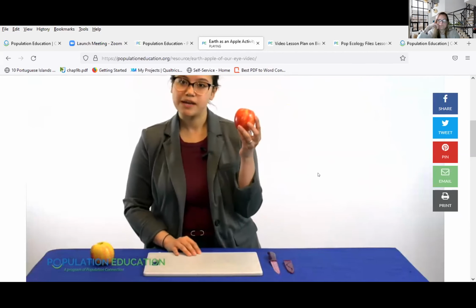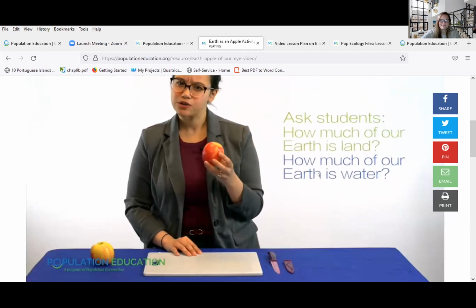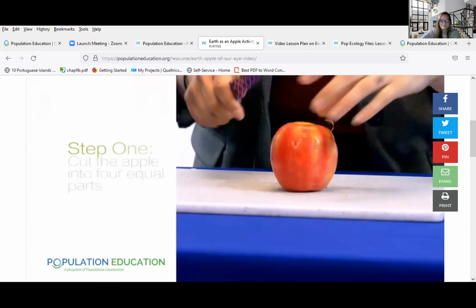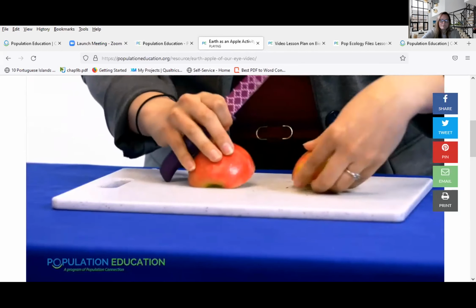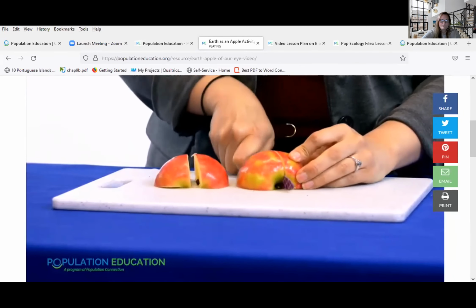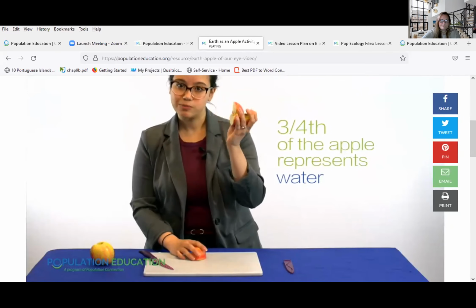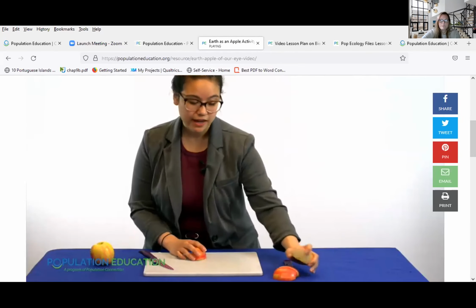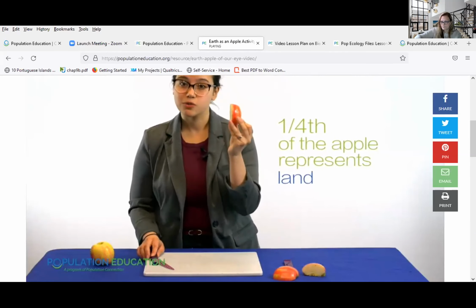You'll hold the apple up and tell students that this represents our Earth. Then ask them how much of our Earth you think is land and how much you think is water. Cut the apple into 4 pieces. Hold up 3/4. This represents the amount of water that's available on our planet. It therefore cannot represent any of our arable land. So you can set this aside. Next, you'll have the 1/4 which remains. This represents our total land.